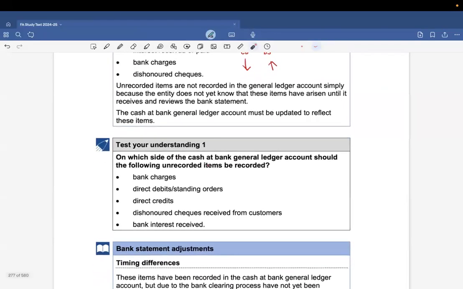Test your understanding one. On which side of the cash at bank ledger account should the following unrecorded items be recorded? They have listed a certain number of items.